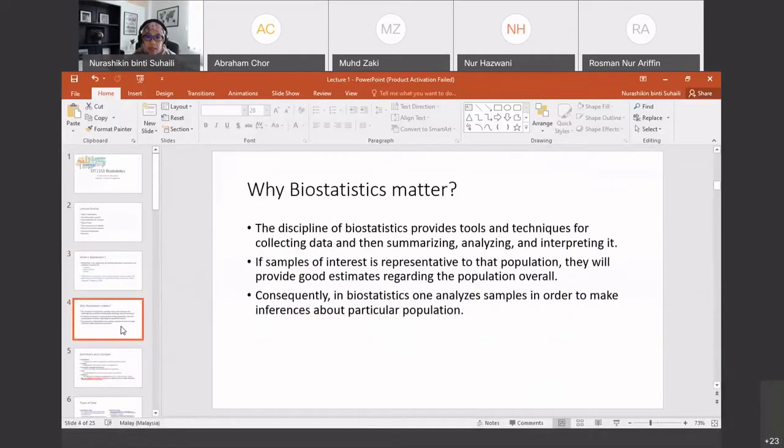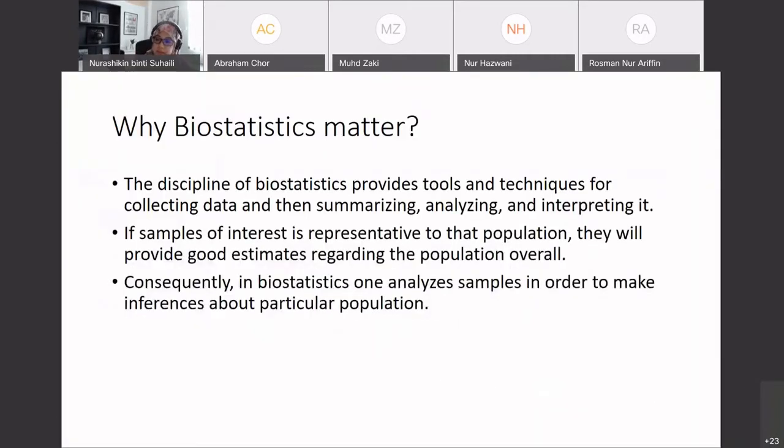So why we need statistics? Because it provides tools and techniques. Yeah? It's not just for biotech, even other biofields like aquatic science, plant science, chemistry, zoology. We need statistics, huh? Not just biotech, but now because we are in biotech, so we will relate to biotech. Okay, for collecting data, summarizing, analyzing, and interpreting it.